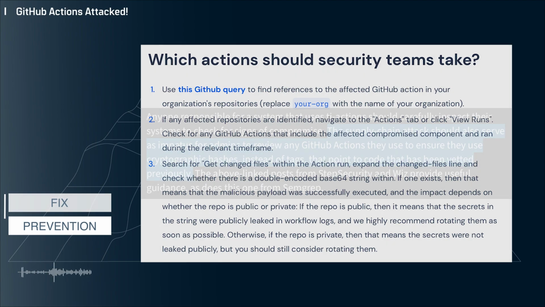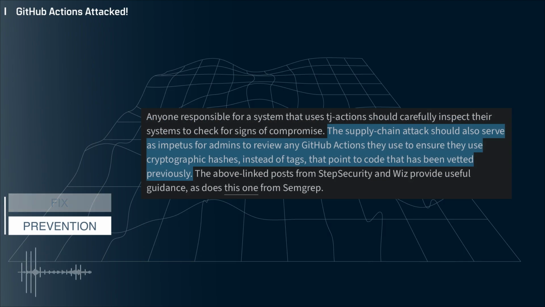All right, so lastly, how could you prevent a similar attack like this in the future? The best advice would be to make any references to specific commits using the SHA hash and not a tag. This would prevent your environment from pulling in and executing code that you haven't validated.